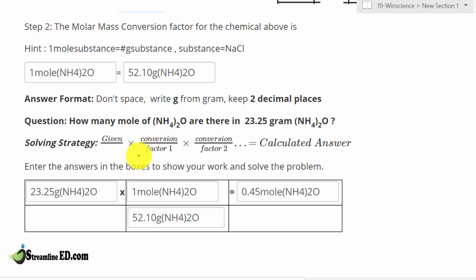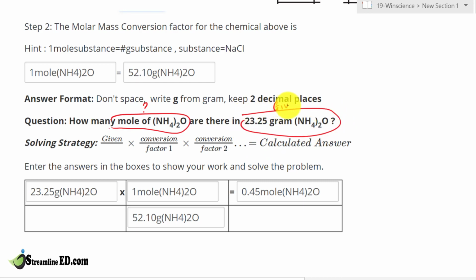So let's go back and read the problem. And of course, we know that we are solving for mole. That would be our question mark. We are looking for it. We are calculating for it. And where are we starting from? We are starting from our given clue, in this case, 23.25 grams of ammonium oxide. So this right here, that is our given. So you should be able to distinguish the given and what we are solving for.